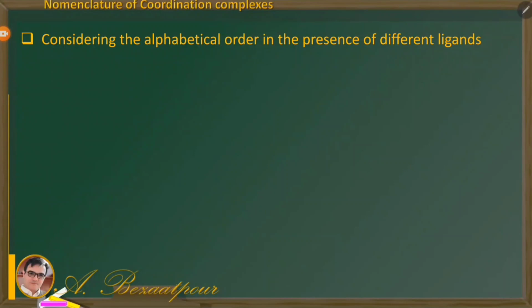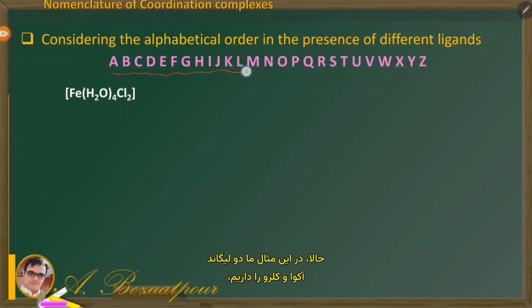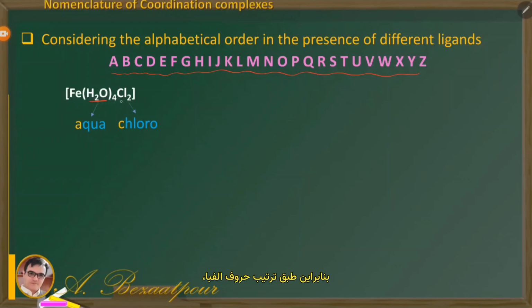The third rule: when we have different ligands, we write the names of the ligands in alphabetical order. Now, in this example, we have two ligands, aqua and chloro. So, according to the alphabetical order, the name of aqua should be given first and the name of the chloro should be given later. Tetraaqua dichloro iron(II).